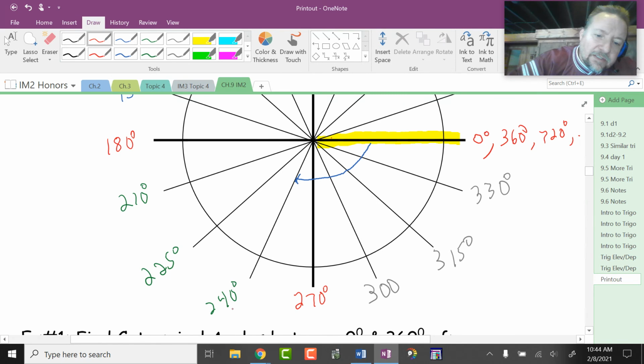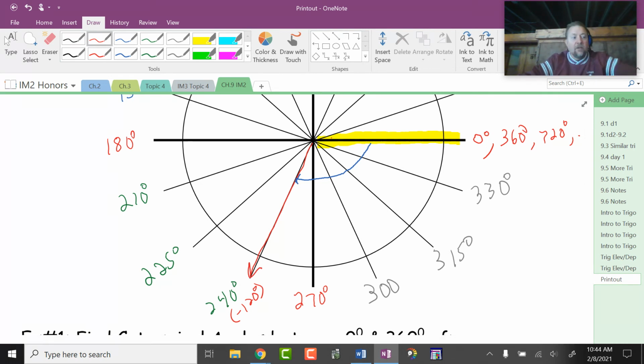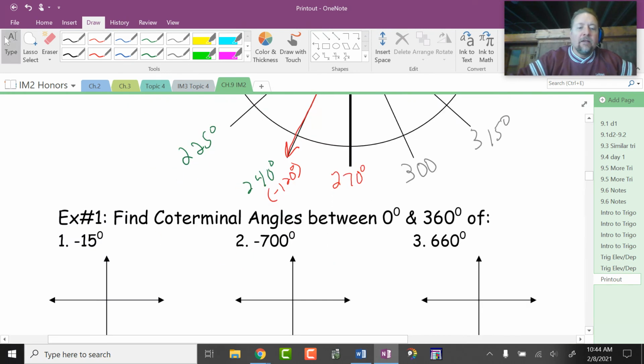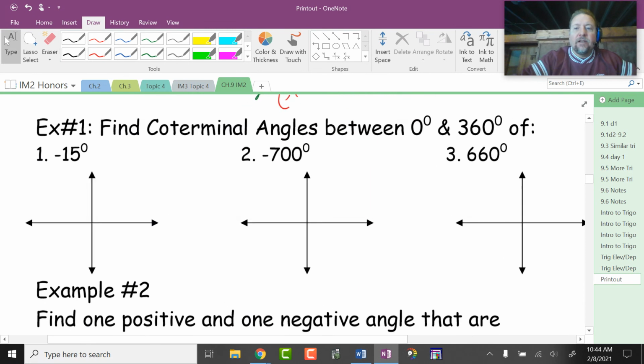Yay! Okay, so this is also negative 120 degrees. And then I'm going to share with you the word coterminal. These two angles both land in the same spot, so that's why they're called coterminal: same terminal, ending side, same ending side. So Ethan, where does negative 15 degrees land?